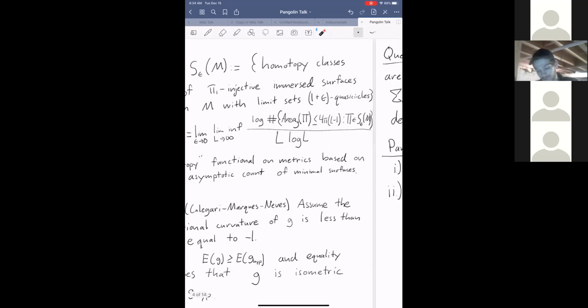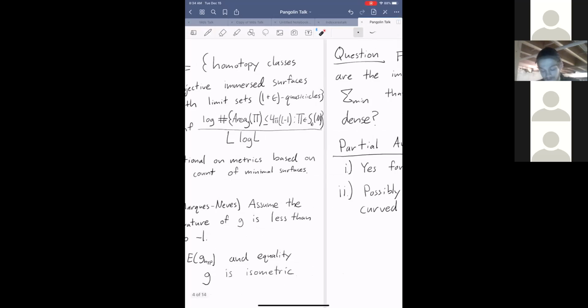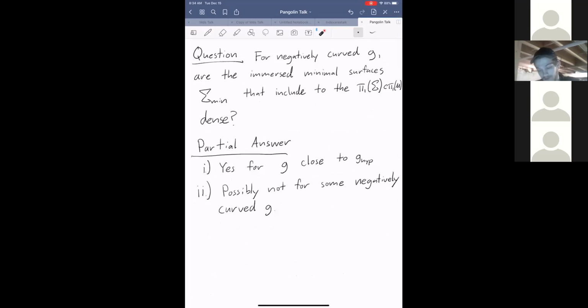One question along those lines that Andre Neves asked in one of his talks is whether, for these negatively curved g that you're looking at in the previous theorem and the immersed minimal surfaces that you're counting in that theorem, these are dense in the Grassmann bundle of tangent two-planes, in analogy to the case of geodesics, where closed geodesics in negative curvature are of course going to be dense.